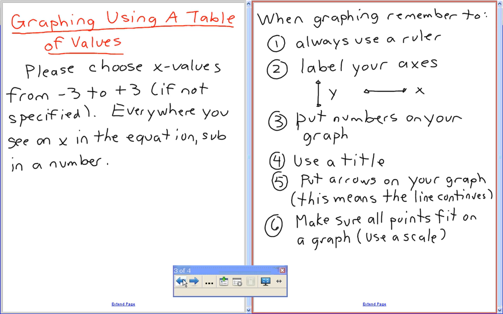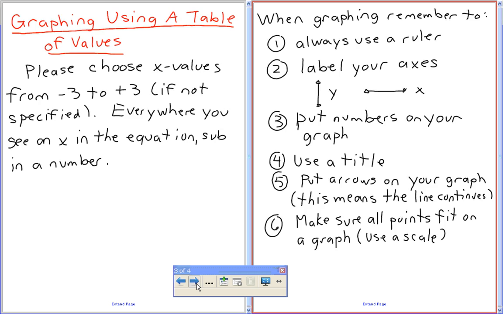Always use a ruler. Label your axes, x-axis, y-axis. Put numbers on your graph. Use a title. Put arrows on your graph, and make sure all points fit on a graph, and use a scale. We'll get into these more and more in this class. They're very important. So I can hit pause right now, give people a chance to copy that down, and then we'll get to example 1.